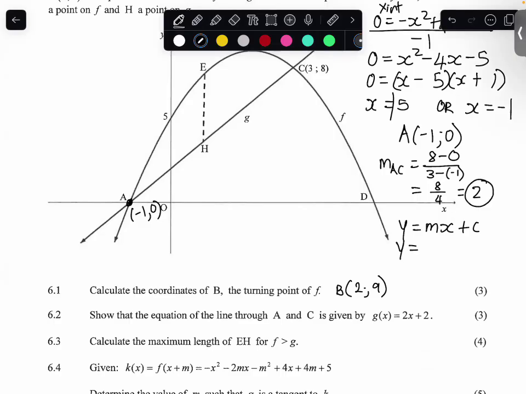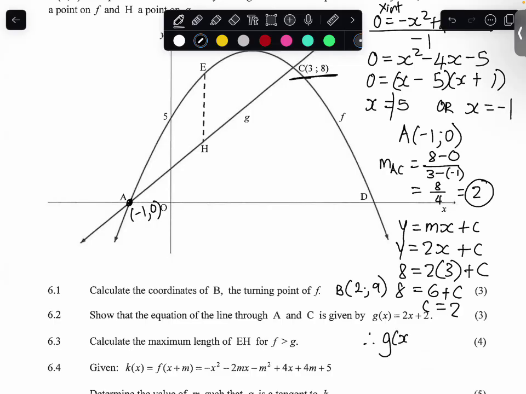So you're going y is equal to 2x plus c. I'm going to find a set of coordinates that lies on that graph. We're going 8 is equal to 2 into 3 plus c to solve for c. That's 8 is equal to 6 plus c. Take the 6 over. That's 8 minus 6. So c is equal to 2. Therefore, the equation of g of x is the gradient 2x plus 2, which is what they asked us to prove.